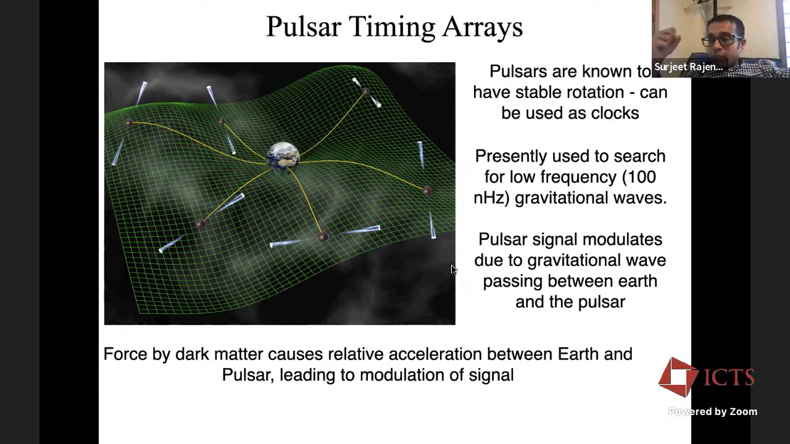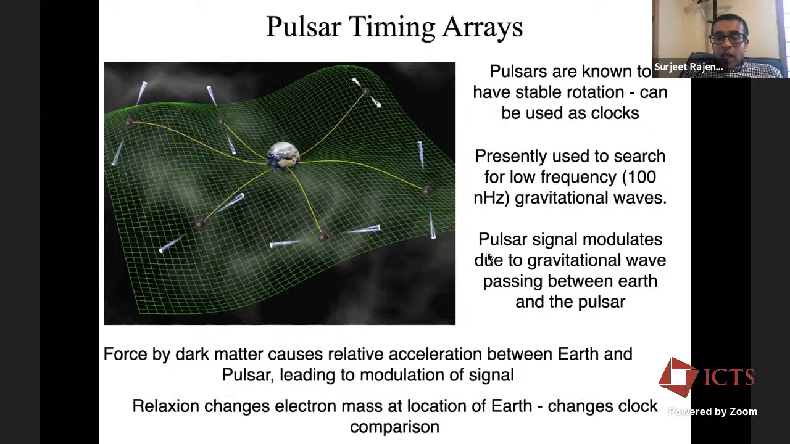And that again will cause a modulation in the distance. And that is something you can go and read with these pulsar timing arrays. And if you had particles that change fundamental constants, like the mass of the electron, what will happen is that even if the pulsar is sending you pulses at a constant rate and the distance between you and the pulsar is constant, the timing that you're using to measure the time of arrival on the Earth will be messed up because electron mass is changing.